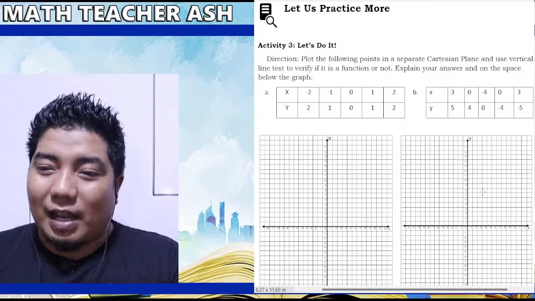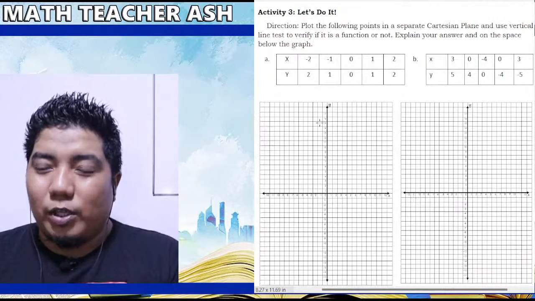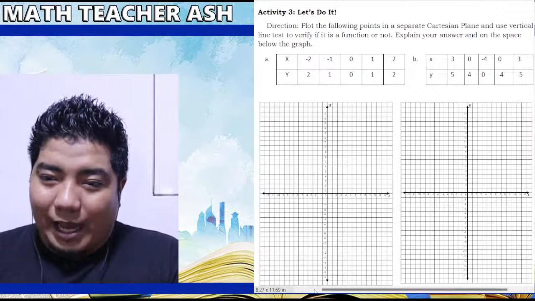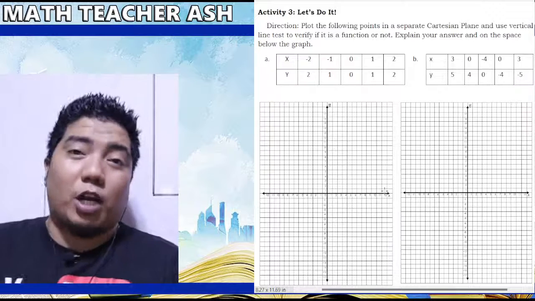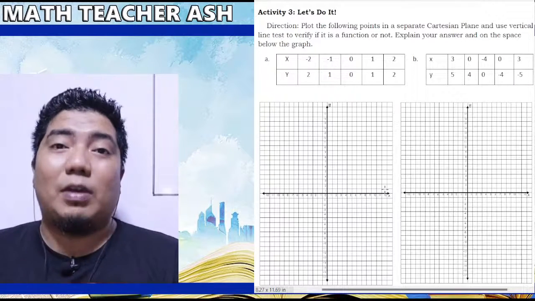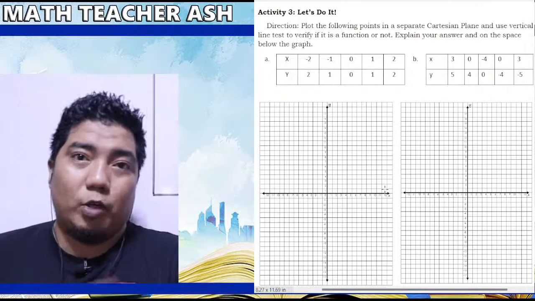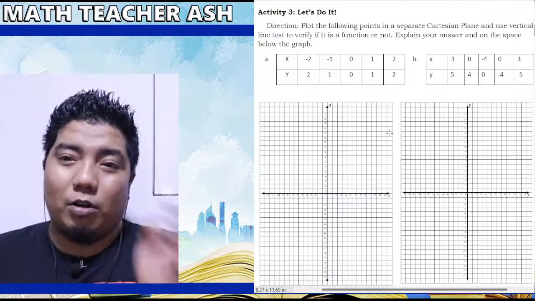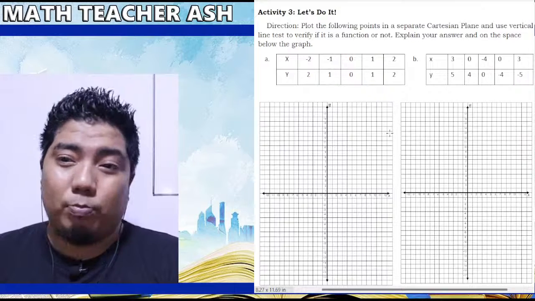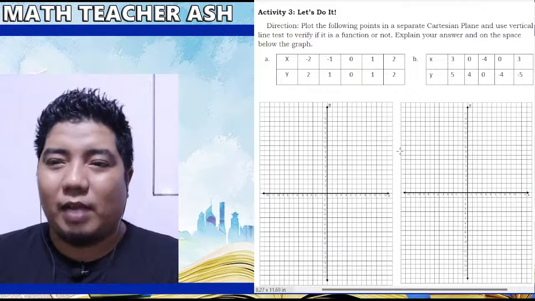Ganun pa rin, mag-graph ka dito. Okay, so when you start here, this is the y-axis and this is the x-axis. So, mas mabuti kung meron kayong Cartesian plane or meron kayong graphing paper sa paggawa nito. If ever you are not allowed to write anything in your modules, so bumili kayo or gumamit kayo ng mga graphing notebook or mga graphing paper.